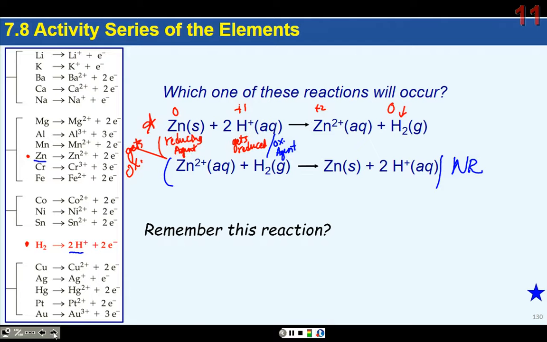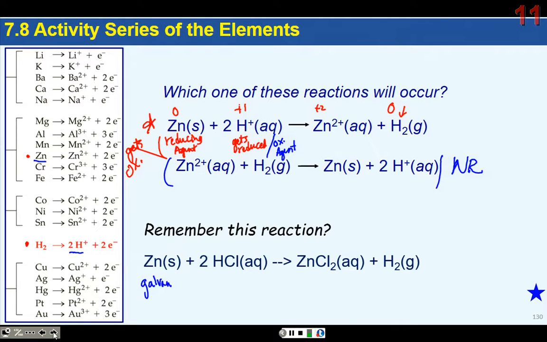So perhaps you remember having seen this. The demonstration was done in class. I put zinc, as in a galvanized nail, a galvanized nail has a coating of zinc, and I reacted it with HCl. And there was vigorous bubbling of hydrogen gas right away.